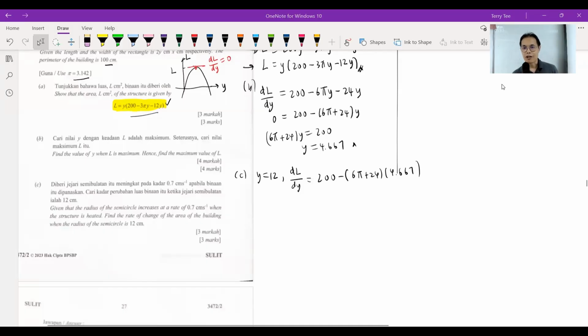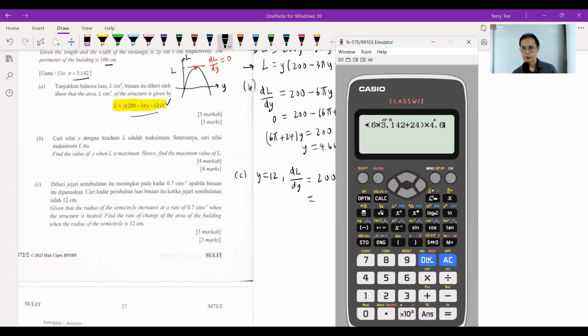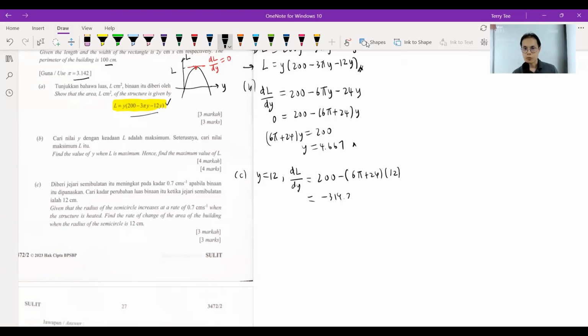Okay, I subbed in the wrong value of y. Your y is 12 here. I wrote it wrongly. You're finding your dL/dy when y is 12. So just change this to 12. There you go. Very ugly number though. Negative 314.22.